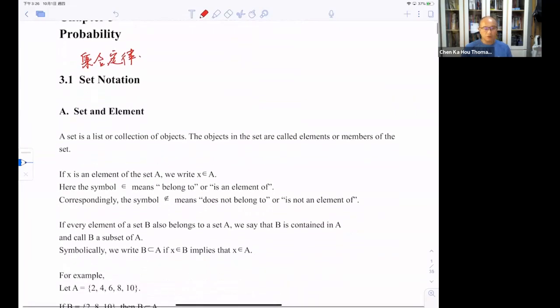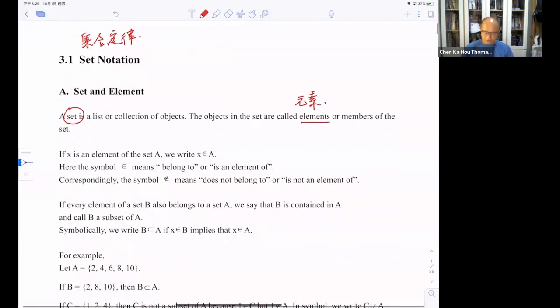First, we define what a set is. A set is a list or collection of objects. The objects in the set are called elements, or members of the set. If x is an element, we use this symbol to represent it. It means belongs to: the element belongs to the set. If we add a stroke, it means does not belong to, or is not an element of, the set.